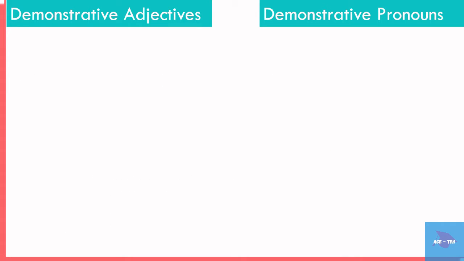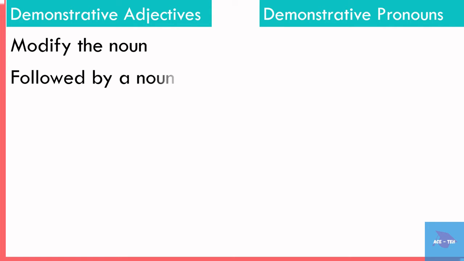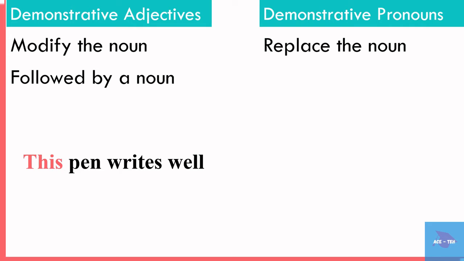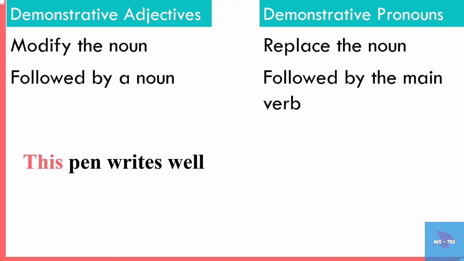Now let's see how demonstrative adjectives differ from demonstrative pronouns. Demonstrative adjectives modify the noun. They are followed by a noun, but they are not followed by the main verb. Whereas demonstrative pronouns never modify the noun, instead replace the noun. They are not followed by a noun, and are often followed by the main verb.